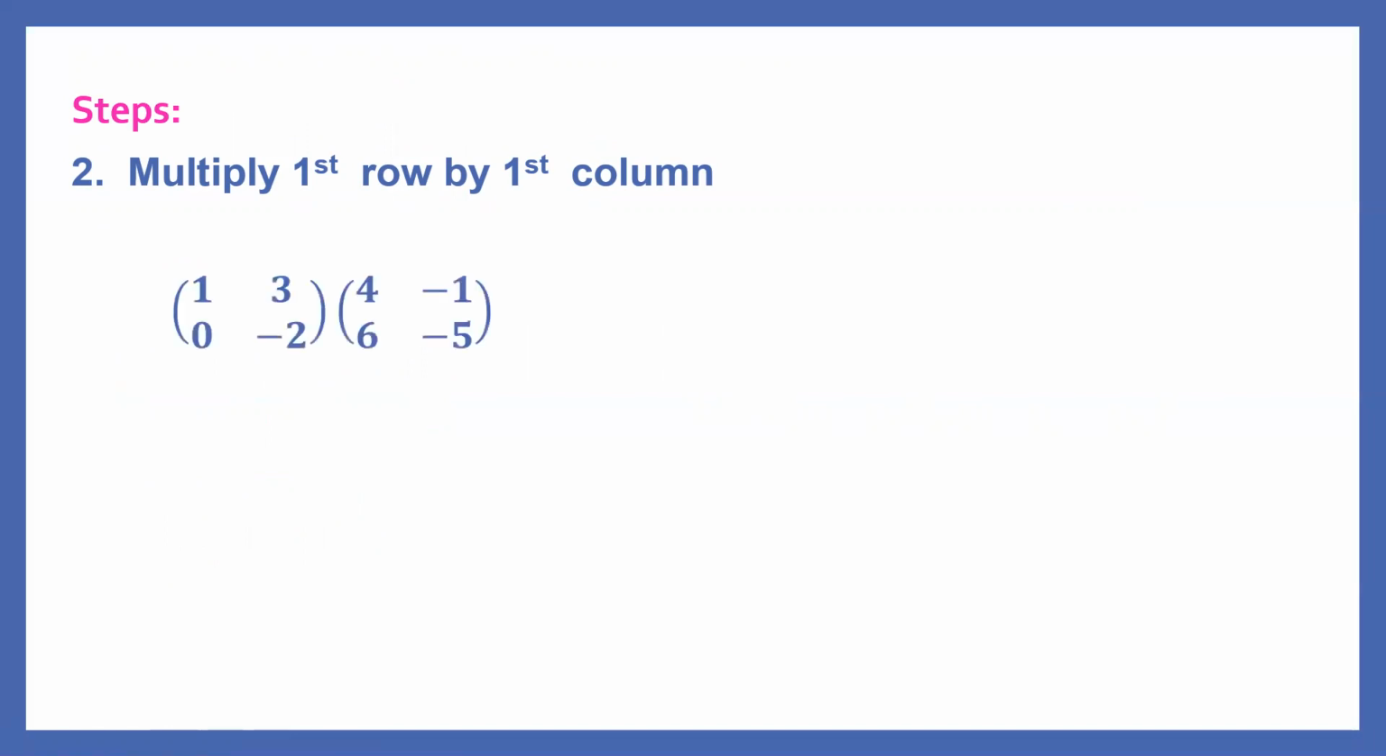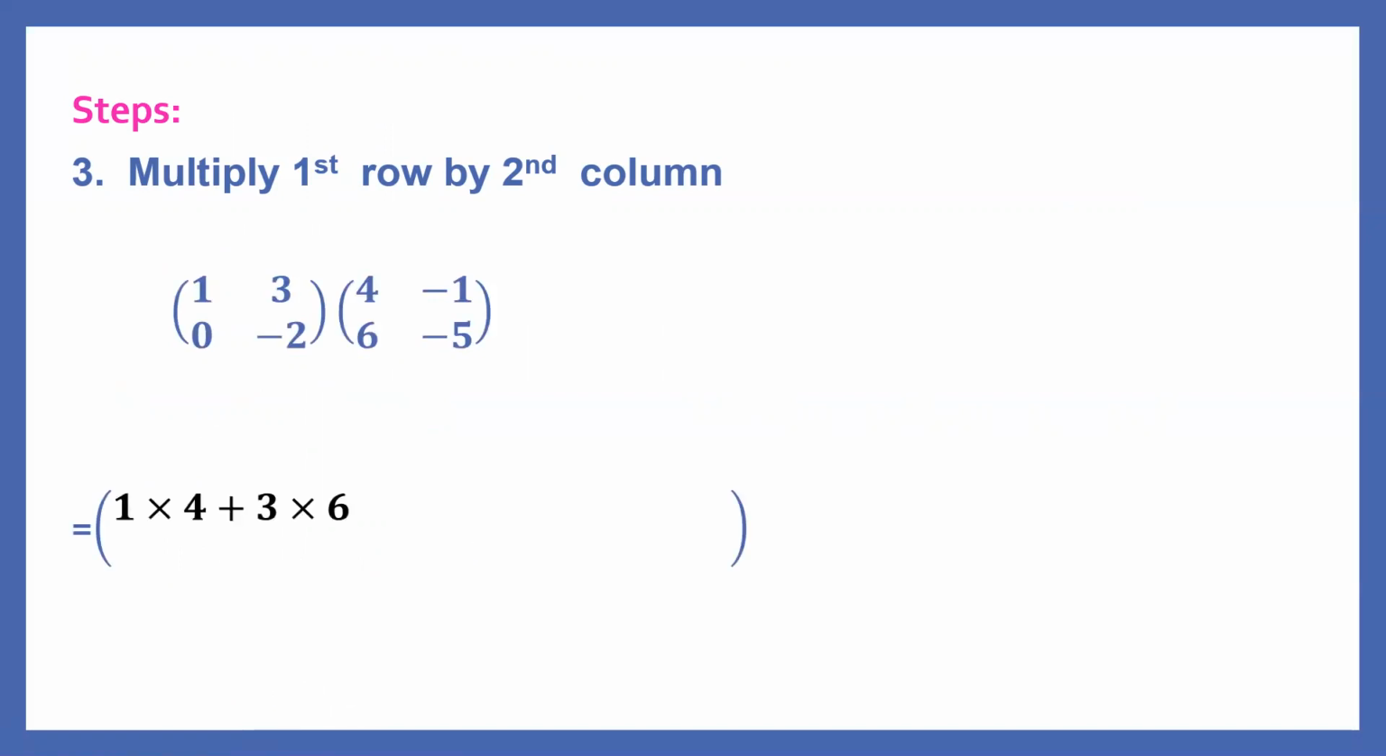Now we move on to the actual multiplication. So I will multiply the first row by the first column. First row by first column. So I will have 1 times 4 plus 3 times 6. Next, I multiply the first row by the second column. First row, second column. So I will have 1 times negative 1 plus 3 times negative 5.